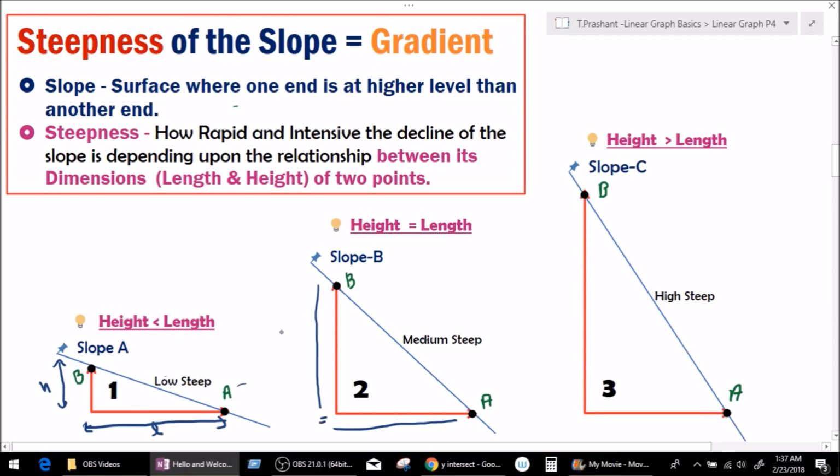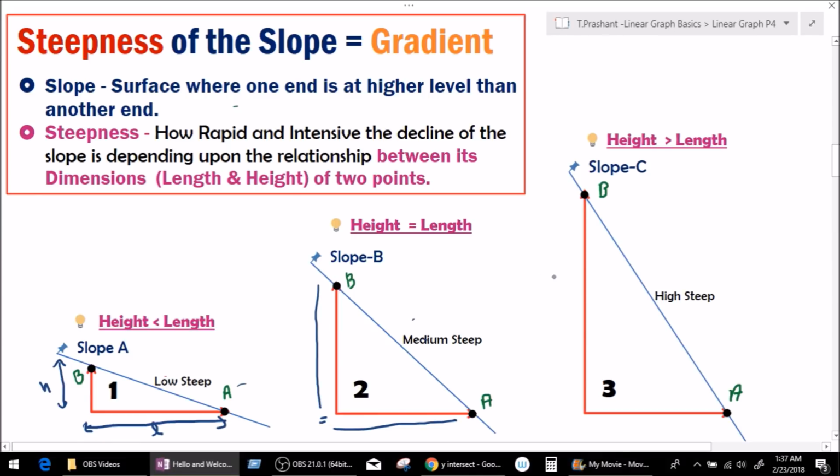Now let's move on to shape number 2. If we have a look at the slope line in shape number 2, the decline is rapid and intense, but it is not like super intense. It is declining at a decent rate. So we could term this as medium steep, which means the steep is not very rapid, it is not very intense. It is a kind of decent and medium steep.